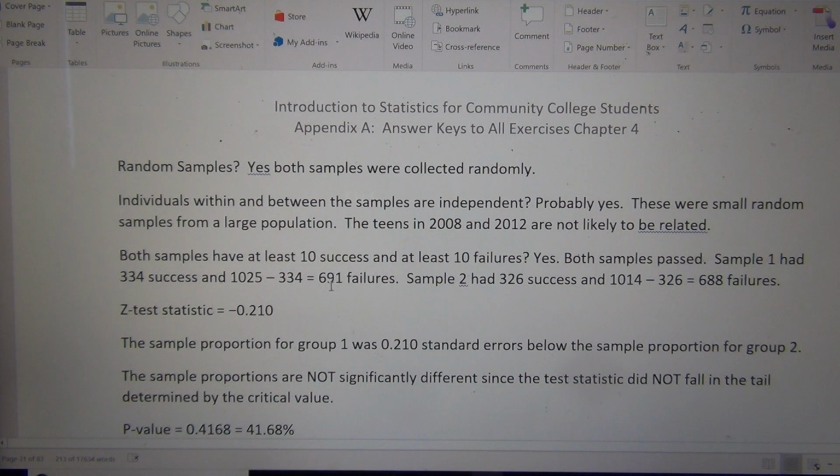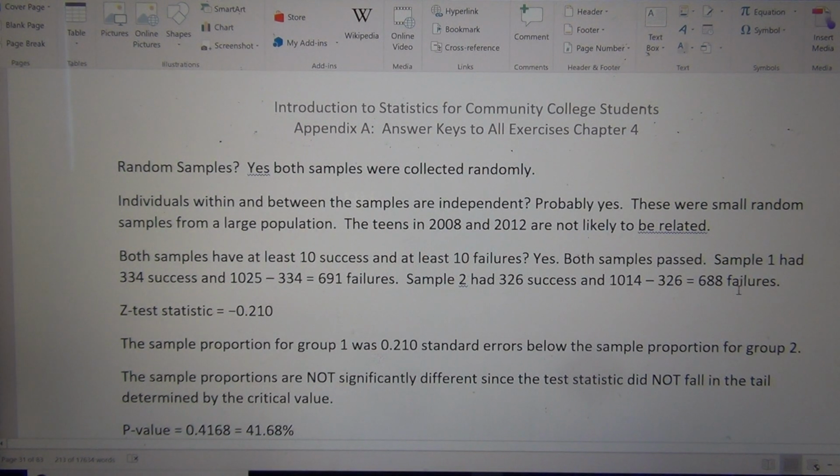Let's see, both samples have at least 10 successes and 10 failures. Yes, they do. Sample 1 had 334 pregnancies, successes, and then 1,025 minus 334 was 691 failures, not pregnant. And then sample 2 had 326 teen pregnancies, so 326 successes. 1,014 minus 326 is 688. That's definitely bigger than 10.